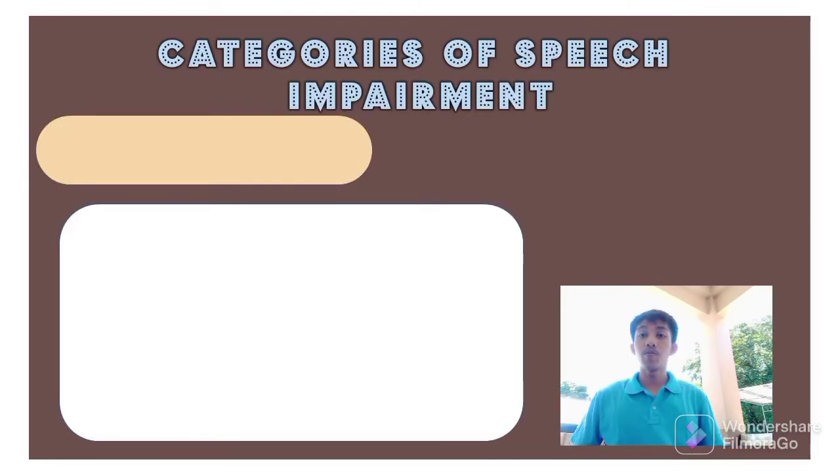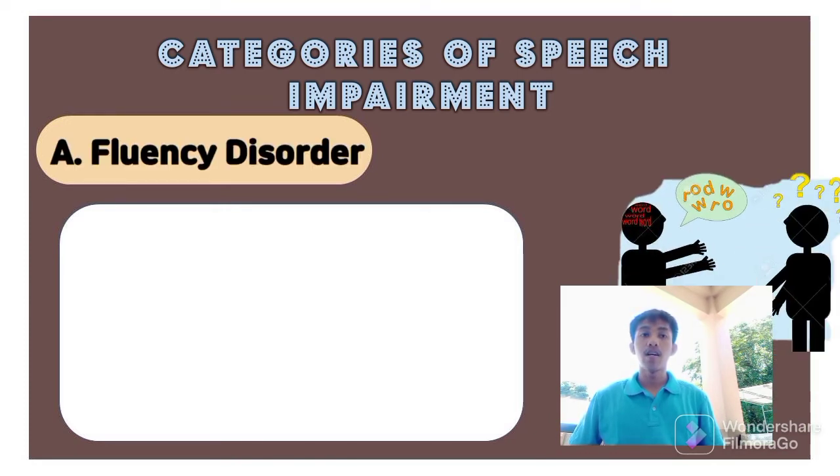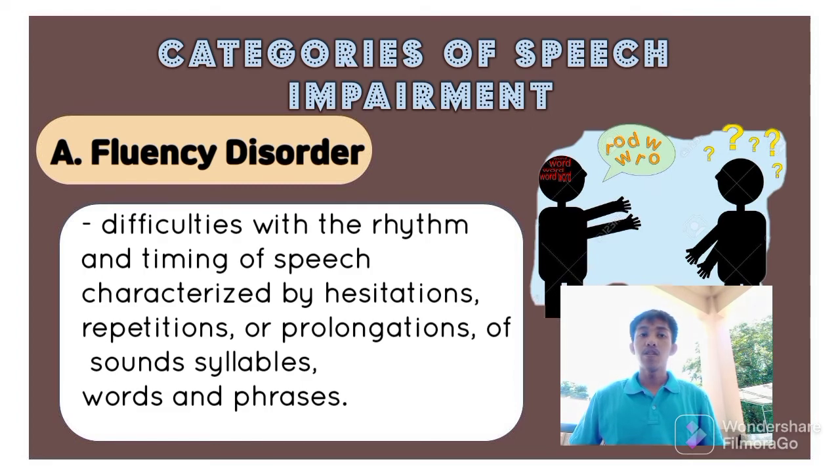General categories of speech impairments. There are three types of speech impairment, and the first one is fluency disorders. It is difficulty with the rhythm and timing of speech, characterized by hesitation, repetition, and prolongation of sounds, syllables, words, and phrases. In a simple definition, this type of speech impairment can be described as unusual repetition of sounds and rhythm. The exact cause of fluency disorders is not known. It is said to generally be passed down and run in families.